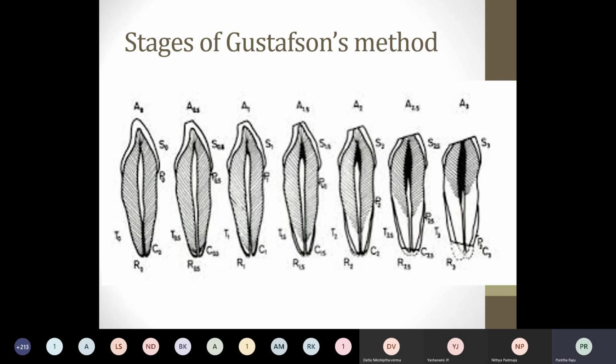So these are the stages of Gustafson's method. A stands for attrition, S for secondary dentin, P for periodontosis, C for cementum apposition, R for root resorption, and T for transparency of root. So we just see at what stage the tooth is and we add all this up and give the age of the person. In this diagram you can only see some of it; the other things are not so clear.